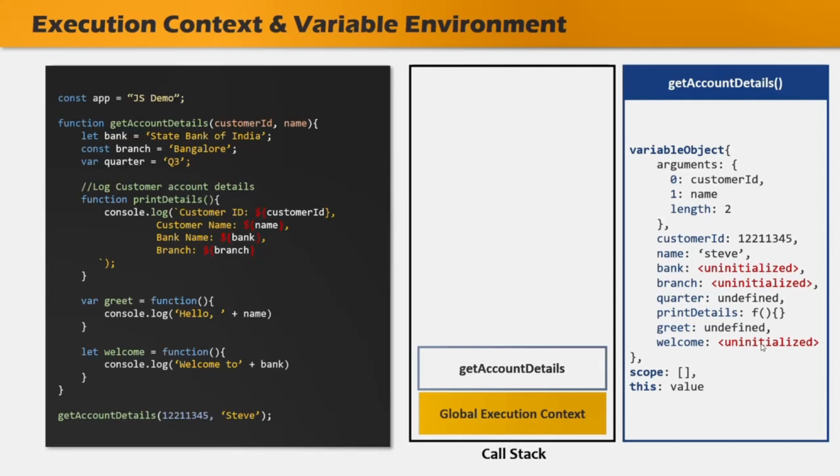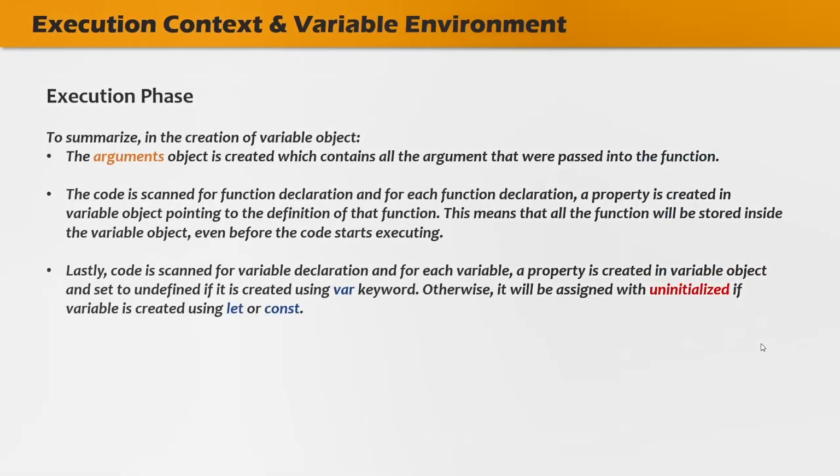Okay, so to summarize, an execution context gets created in two phases: creation phase and execution phase. In the creation phase, the variable object, the scope chain, and the value of this variable is determined. And in the variable object, the argument object is created, which contains all the arguments that were passed into the function. Then the code is scanned for function declaration, and for each function declaration, a property is created in the variable object pointing to the definition of that function.